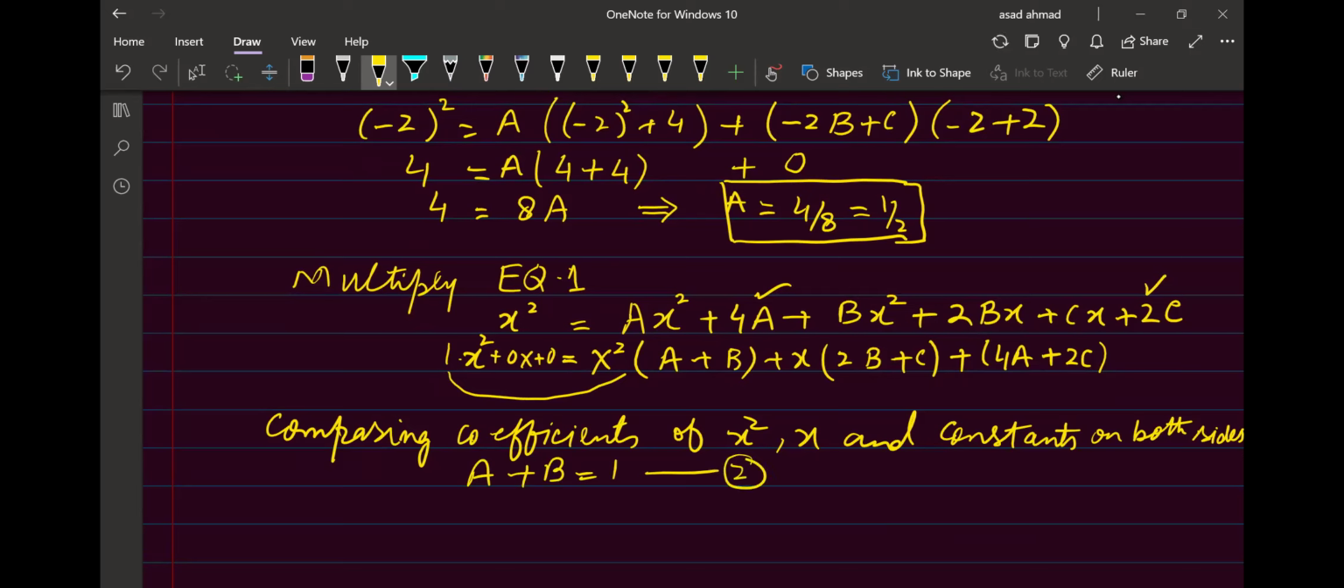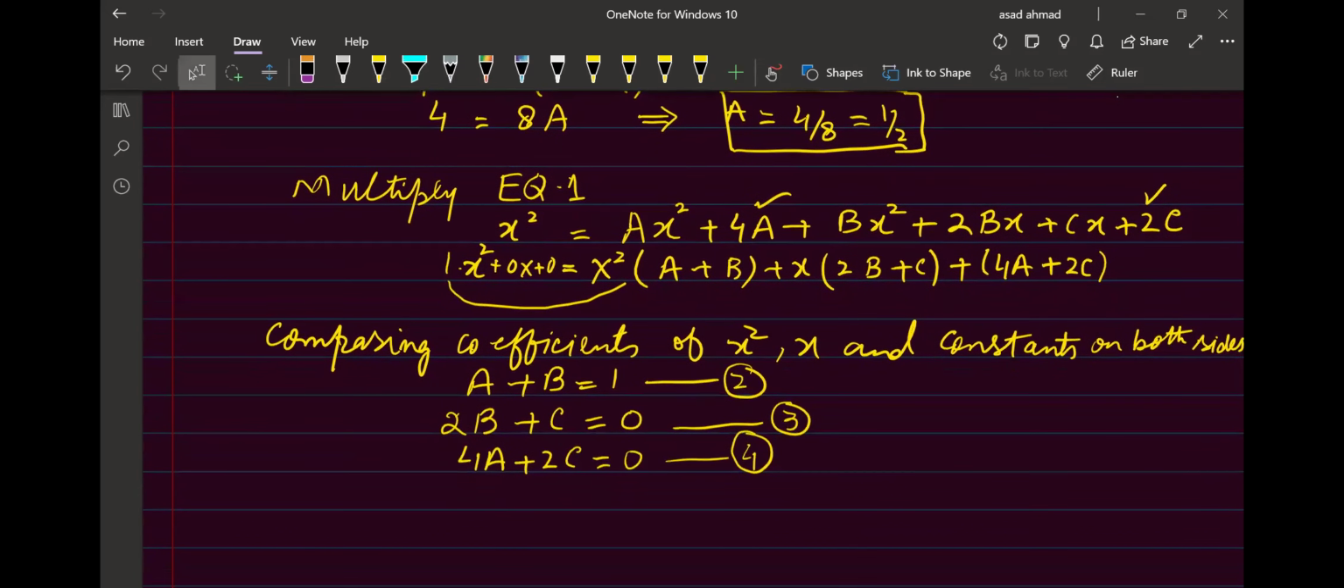And the coefficient of x on right hand side is 2B plus C, but on left hand side it will be 0 because the x was missing on left hand side. So we have marked it as 0x so that we can compare the coefficient of right hand side with that. Similarly, 4A plus 2C will be equated to 0 because there is no constant on left hand side. So we have ourselves marked it as equal to 0. The comparison of the coefficients will generate these types of terms, right? I have already mentioned it.